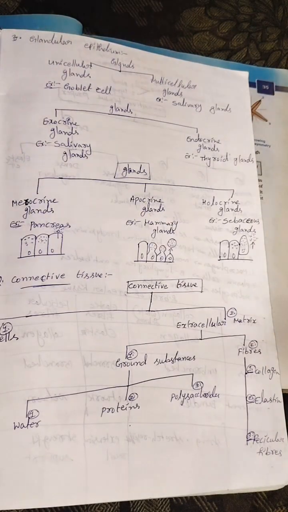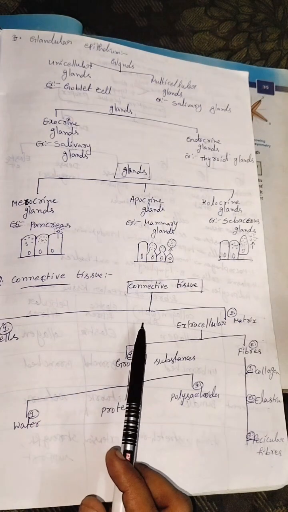Today I am teaching intermediate first year zoology, structural organization of animals. In this class we will discuss animal tissue. Second one, connective tissue. The first tissue, epithelium, was completed in the previous class, so in this class we will discuss connective tissue.